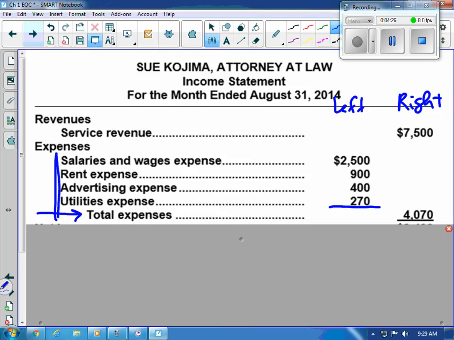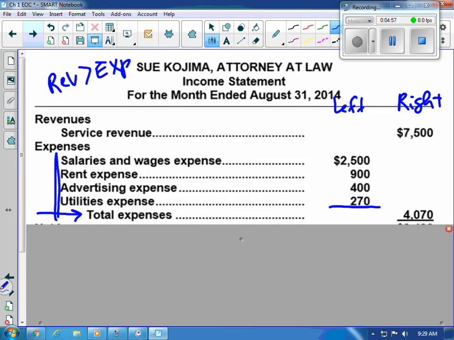We take the total 4,070, kick it over to the right column, and now we've got some more math to do, don't we? We're going to stop and say, did our revenue exceed our expenses? Is 7,500 greater than 4,070? Yes. So what's that called? Does it say net income on your answer key? Is it down a few lines? Okay, just get used to that.